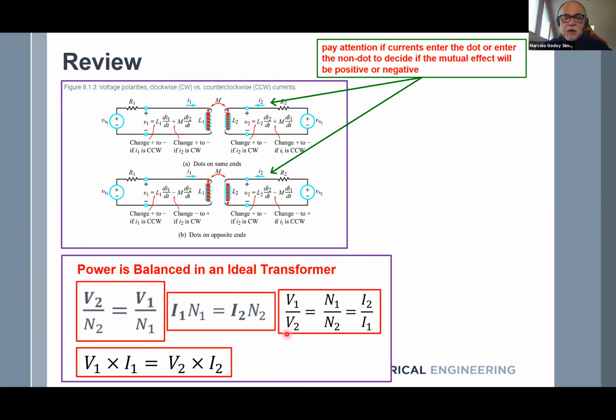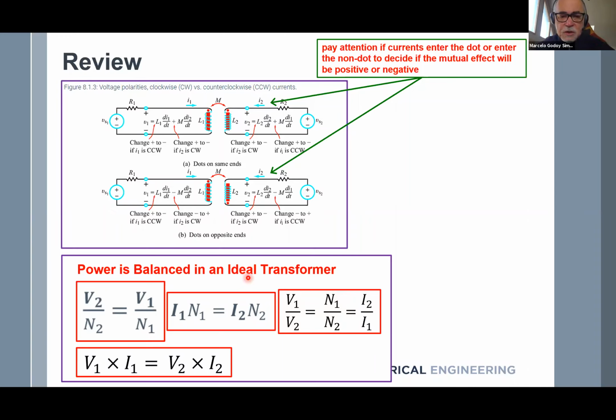So this little box here is very important for you, because if you have a problem that says you have an ideal transformer, the first thing you do is take your pencil or your pen and write on the side that V1 divided by V2, that fraction, is equal to N1 divided by N2, which is equal to I2 divided by I1. From there, you have all the relationships for an ideal transformer.